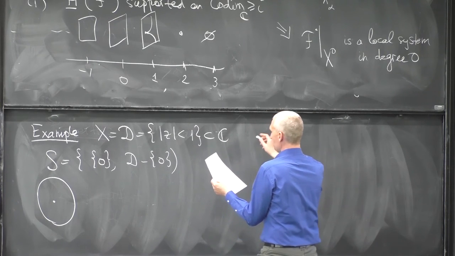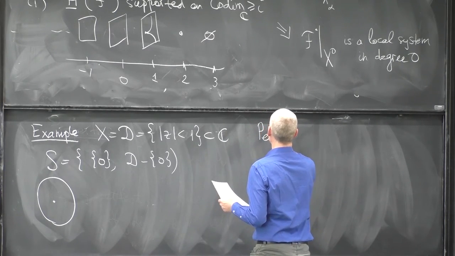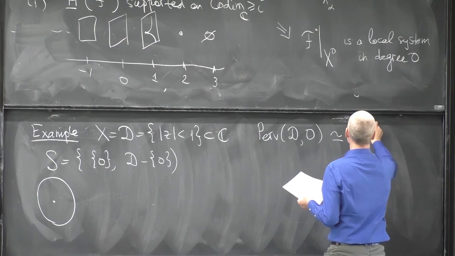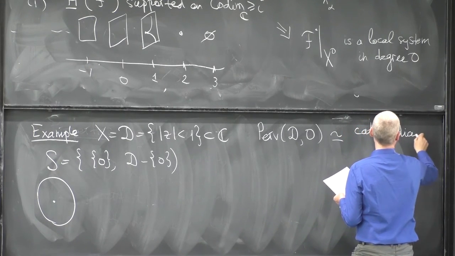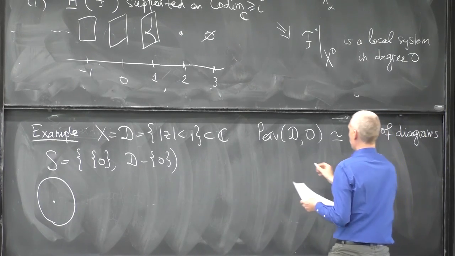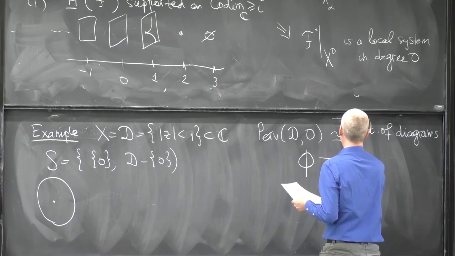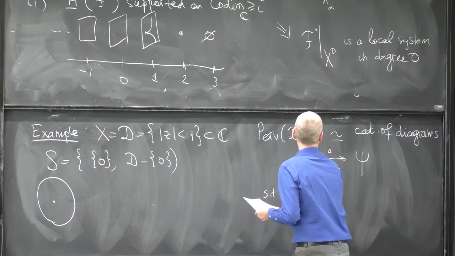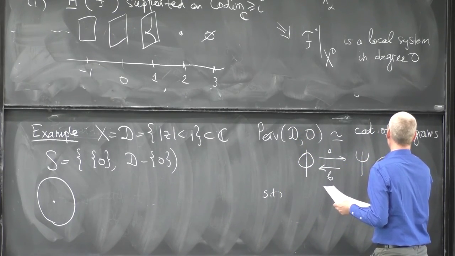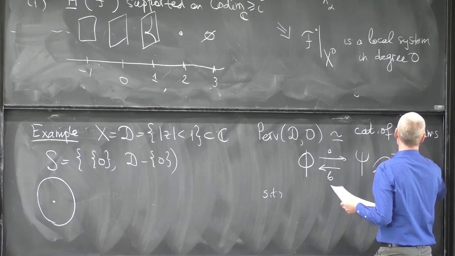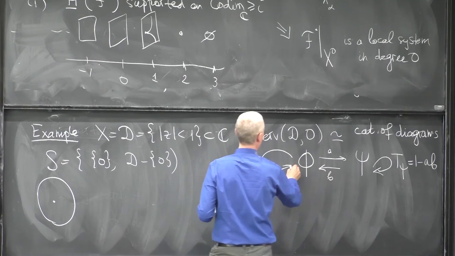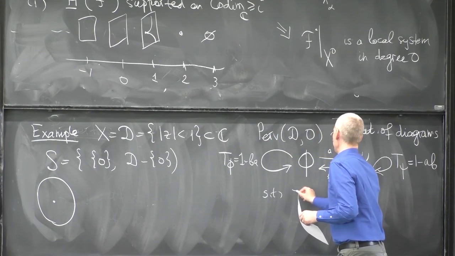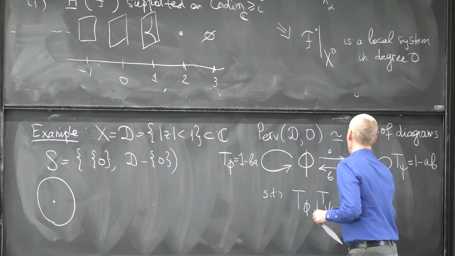Then the classical description is that Perv of D, 0, I'll write it like this, is equivalent to the category of diagrams consisting of two vector spaces and two maps going in opposite ways, say A and B, such that this transformation, which I write here, T_psi, which is 1 minus AB, and this transformation, T_phi, which is 1 minus BA, such that T_phi and T_psi are invertible.